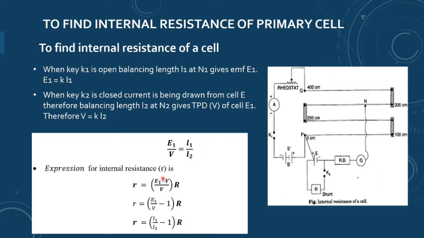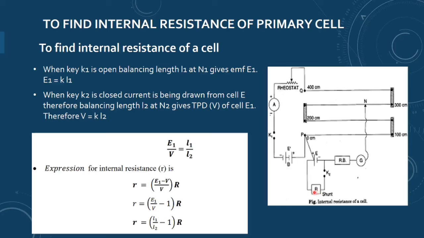Now you know the expression for the internal resistance, that is (E minus V) upon V into R. Here in place of E, we are writing E1, and E1 upon V we know equals L1 upon L2. So this is the formula for internal resistance, that is equal to (L1 upon L2 minus 1) multiplied by this capital R. This capital R is the resistance which we are taking out from this shunt small resistance box. So whenever you are inserting this key, you will take some resistance out from this smaller resistance box, that can be 1 ohm, 2 ohm, 3 ohm.